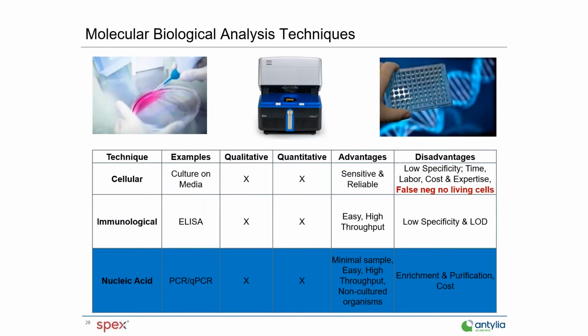Modern scientists have a lot of choices when it comes to molecular biological analysis techniques. And some of them have been around for a very long time, like our cellular techniques, our cultures. Now, they're very sensitive and they're very reliable, but they tend to have low specificity. They're pretty time consuming, very laborious, kind of expensive.